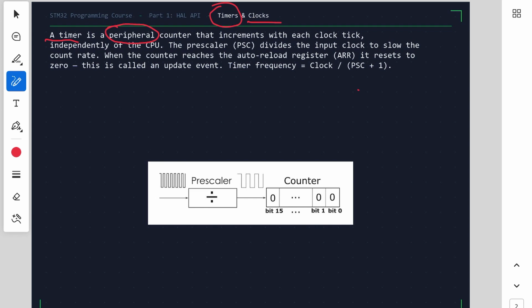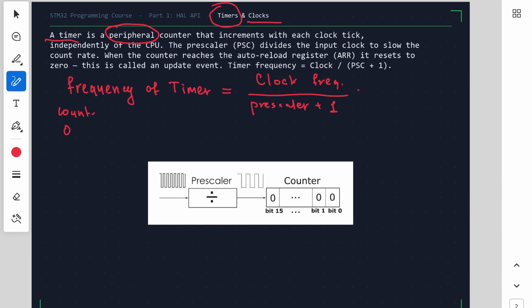So we have the frequency of the timer, which is basically the input clock frequency divided by the prescaler plus 1. And this frequency dictates how frequently the counter is incremented. So the counter starts from 0, then it goes to 1, 2, 3, 4, and so on.